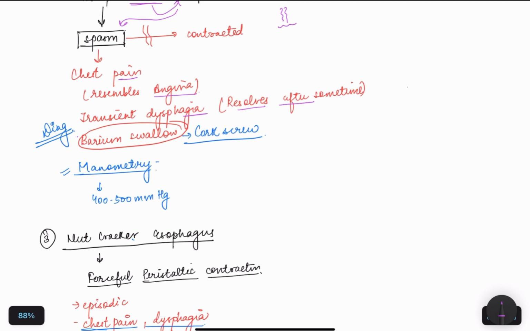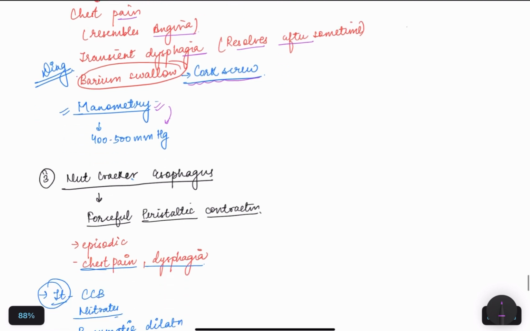We can diagnose by barium swallow, and it resembles a corkscrew appearance. In the previous one, achalasia resembles a bird beak appearance. In this, it resembles a corkscrew appearance. We can diagnose by manometry also, which indicates pressure like 400 to 500 millimeters of Hg.